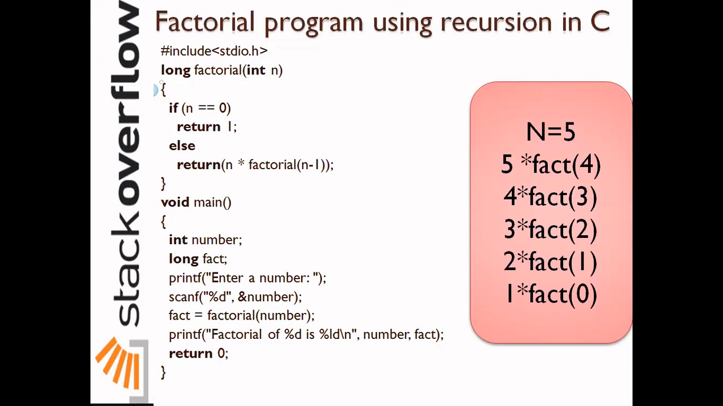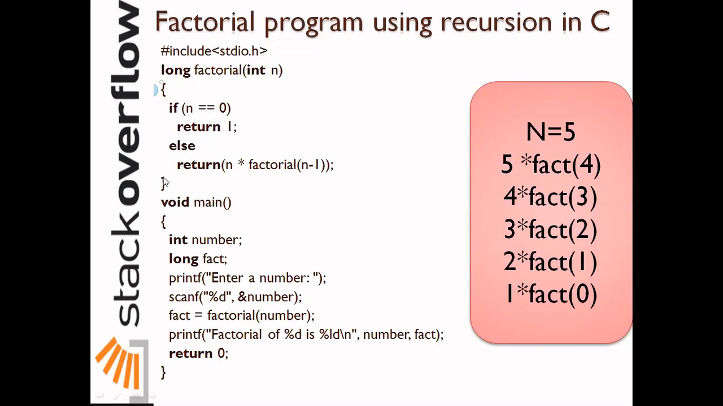First it will print "enter the number". Next I am giving some number, n is equal to 5. That number will be stored in n. Next is factorial, which is a function. When I give the number 5, it will go and be stored in this function, that is, integer n is equal to 5. Now it will check whether 5 is equal to 0. No, so it will go to the else condition.